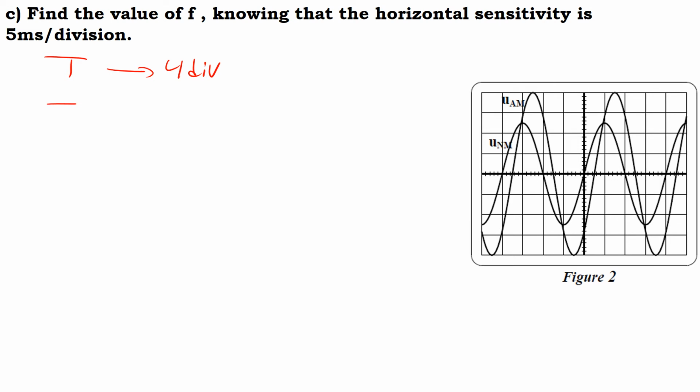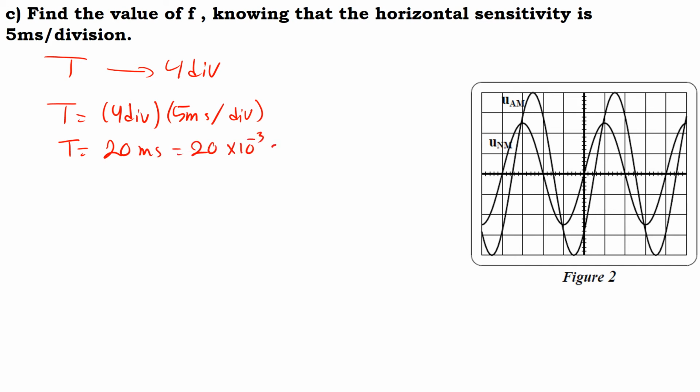So the period is equal to 4 divisions multiplied by 5 milliseconds per division, and this results in 20 milliseconds for the period, which is 20 times 10 to the power negative 3 seconds. Now the frequency f is equal to 1 over T, so it's equal to 1 over 20 times 10 to the power negative 3, and the answer is 50 Hertz. This is the frequency, this is the solution.